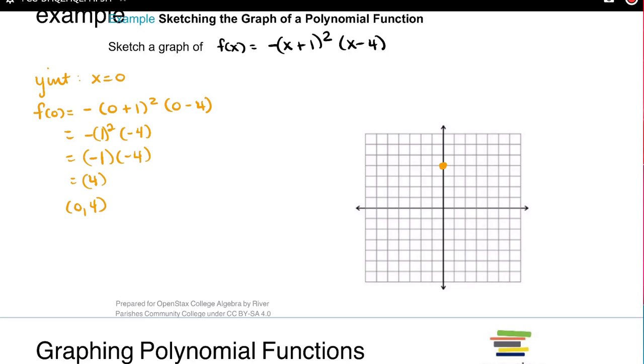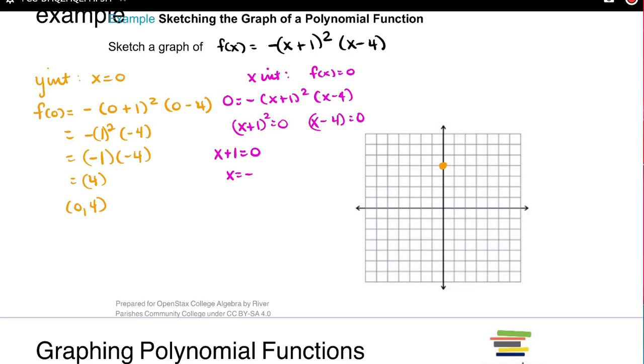All right. So now let's find the x-intercepts. We're going to set the f of x equal to 0. And what's nice about this is it's already factored out for us. So we can just set x plus 1 squared equal to 0 and x minus 4 equal to 0. So here we square root it and we get x plus 1 equals 0. So x equals negative 1. And here we add 4 to both sides and we get positive 4. So negative 1 and positive 1, 2, 3, 4.